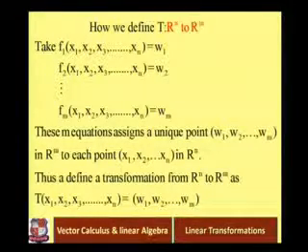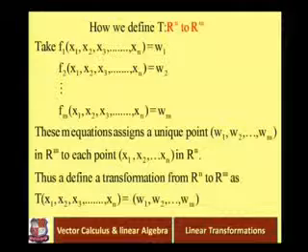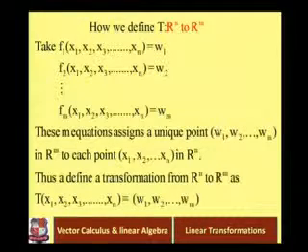Now these m equations assign a unique point w1, w2, up to wm, because we already studied in lower standards that if we define a function, then for each point in the domain there exists a unique point in the codomain. So that's why we define it like this. That is very important. So these m equations assign a unique point w1, w2 up to wm in Rm to each point x1, x2 up to xn in Rn.